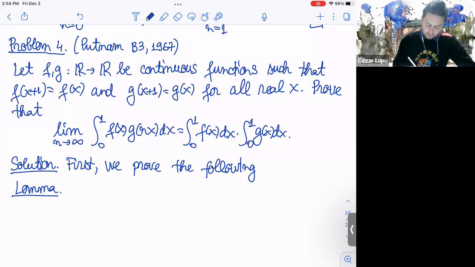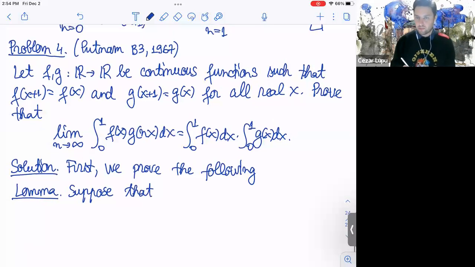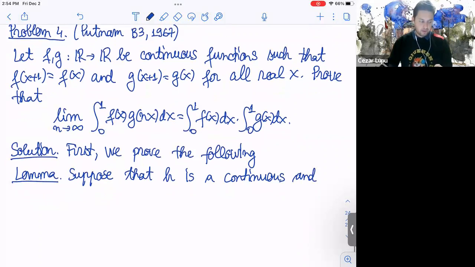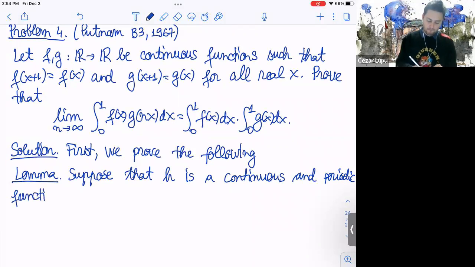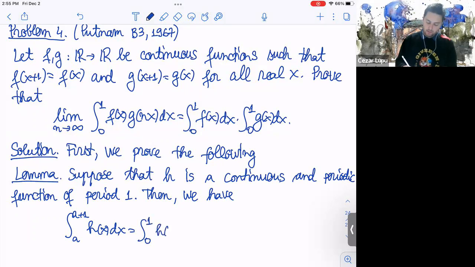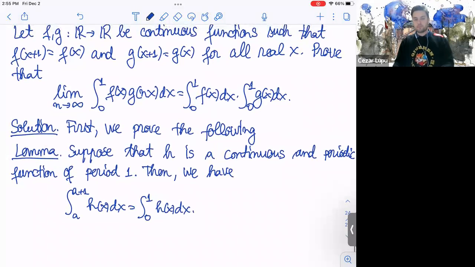So basically, this lemma says that suppose we have a continuous and periodic function. Suppose h is continuous and periodic of period 1. Then we have, and actually that's not very hard to see, that the integral from a to a plus 1 of h of x dx is the same as the integral from 0 to 1 of h of x dx. All right, so first let's prove this lemma.